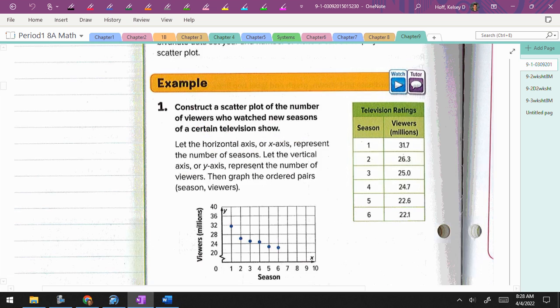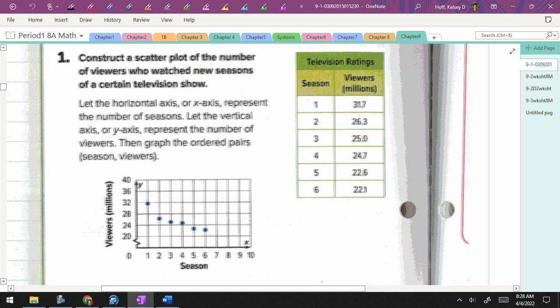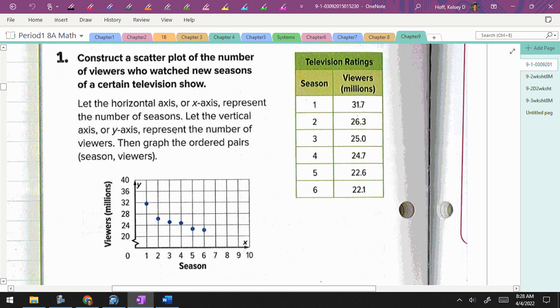If we go down here, they showed us this television ratings, and the season and the viewers. So your X and your Y. Something to note, scatter plots are approximating. They're not going to be perfect. They're not going to wind up right in a line necessarily, okay? They're going to be scattered all over the place.